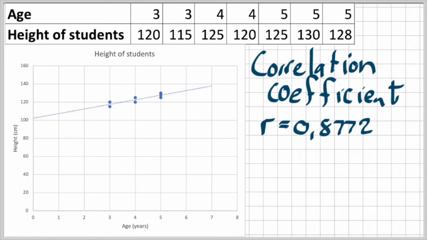If you have already entered those coordinates on your calculator and you get the correlation coefficient R to be 0,8772, this is already 2 marks. The definite question they are going to ask you is interpret. The interpretation is very important because that's another 2 marks.